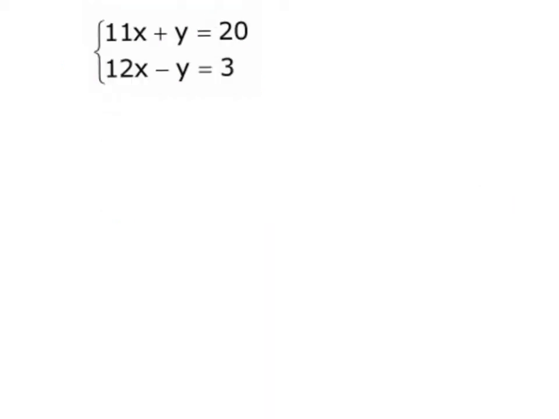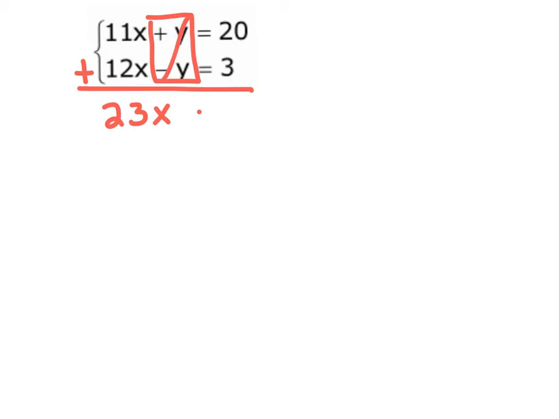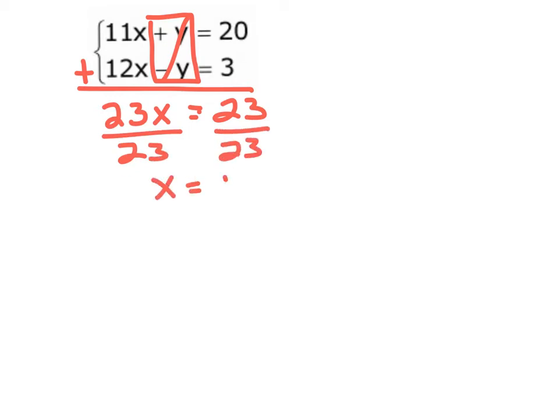Our second problem here, again, both are in ax plus by equals c form. And again, we started with opposite coefficients, so we can add these two equations together. 11x plus 12x gives us 23x. The y's added together will cancel, and that 20 plus 3 gives us 23. We only have one variable we can solve, so we get x equals 1. Then we're going to plug that in.